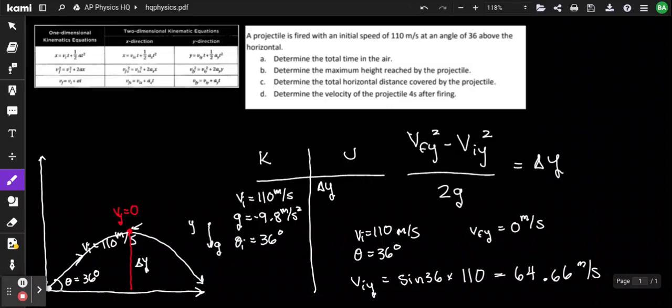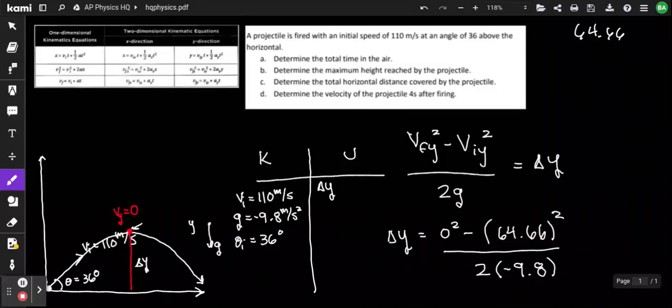So now let's plug this all in. Okay, we plugged it into our equation, and make sure to remember that our gravity is negative because we're considering the upwards direction as positive. So it's going to be 0 minus 64.66 squared, divided by 2 times negative 9.8. And that's going to give us a delta y of 213.3 meters.